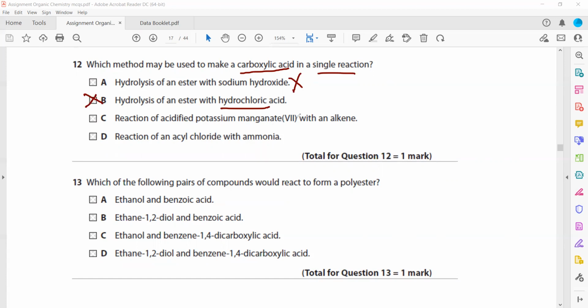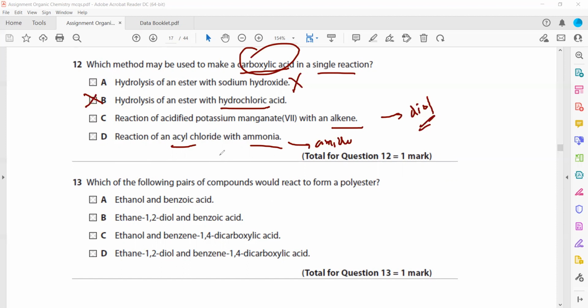Reaction of acidified potassium manganate with alkene will produce diol, but we don't want to produce diol. And acyl chloride with ammonia will produce amide, but we want to produce a carboxylic acid. So A and B can produce carboxylic acid, but in the case of A, the product, which is carboxylic acid, will react with sodium hydroxide. So we should carry out the hydrolysis of the ester in acidic condition.